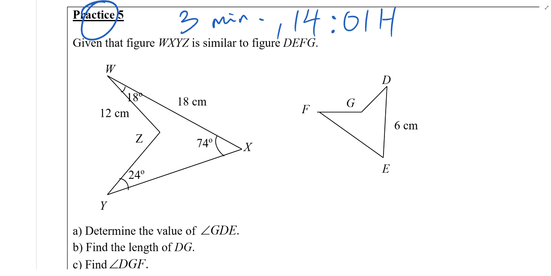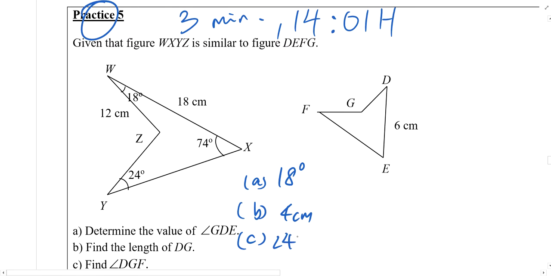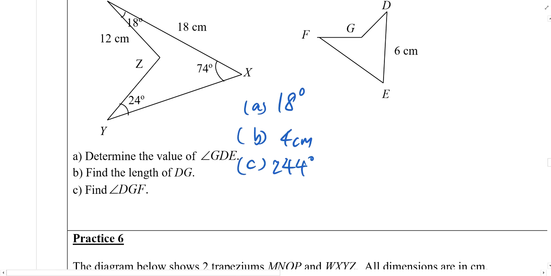Now practice 5. Part A, answer: 18 degrees. Part B, 4 cm. Part C, 244 degrees. Who needs help for part A? B? C? C, okay. So we're supposed to find DGF. DGF, this angle over here, which corresponds to this angle over here.